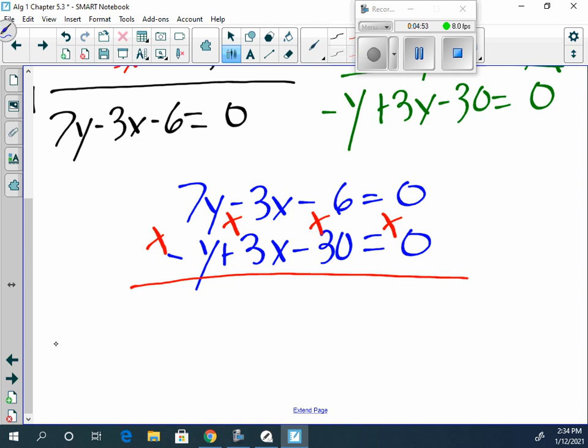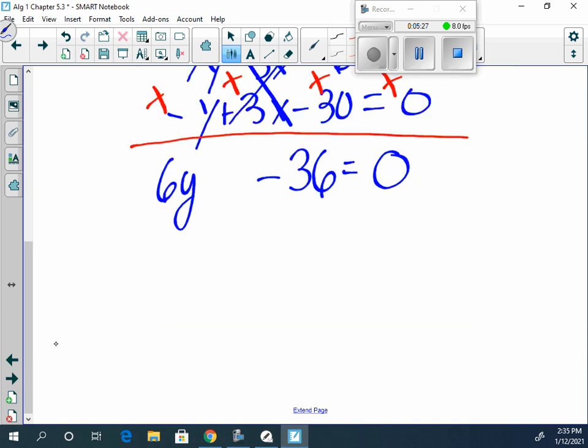And when we do this here, 7y plus negative y, 7y minus y would give us 6y. Negative 3x plus 3x, those cancel out. Negative 3 plus 3 is 0. Negative 3 plus 3 is 0. Negative 6 plus negative 30, so that would be negative 36, yes? And this here equals what? 0. This here equals 0.